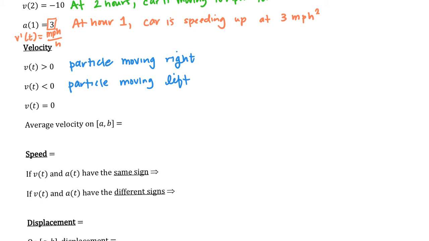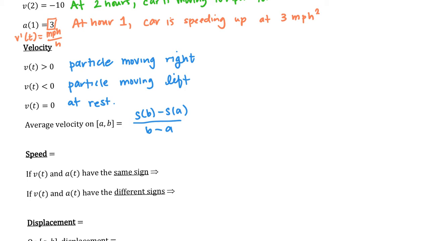Now if the velocity is 0, then the particle is not moving. So the particle is at rest. It has a location, but it's staying still in its location. If I want the average velocity, as we have done in the past, this would be S of B minus S of A over B minus A, because that's the average rate of change of the location over the time A to B.